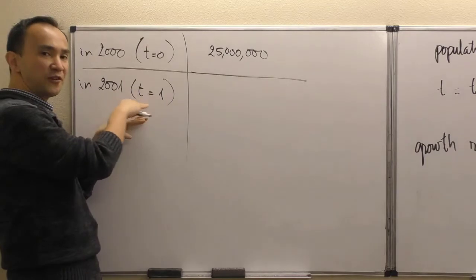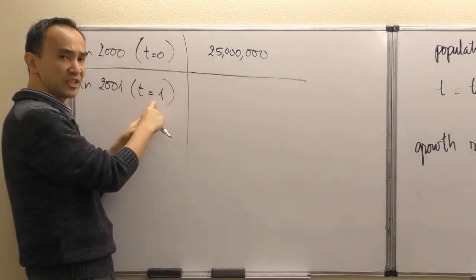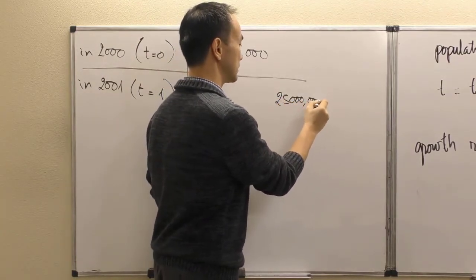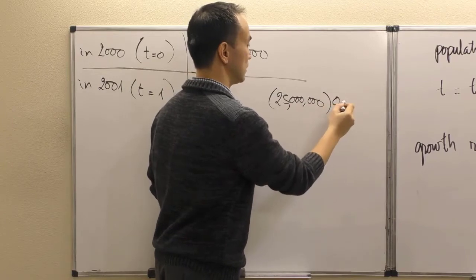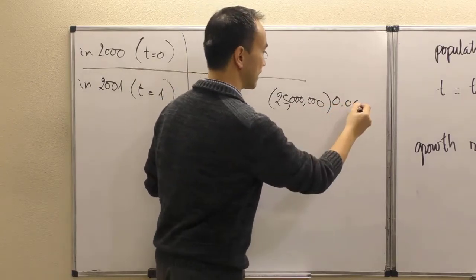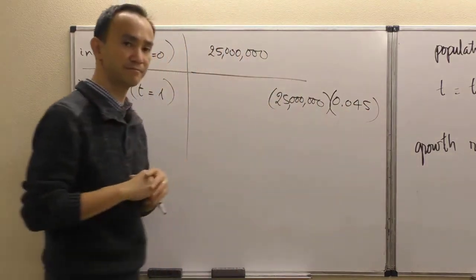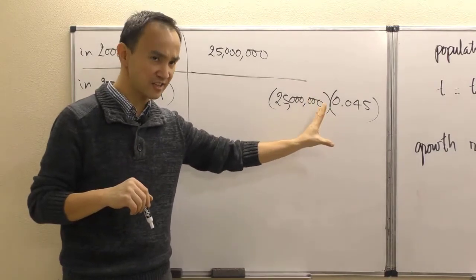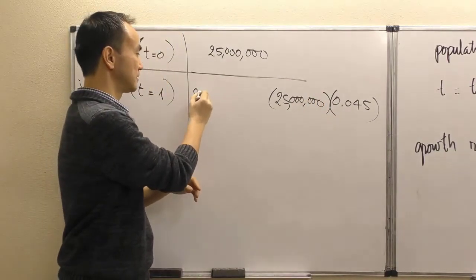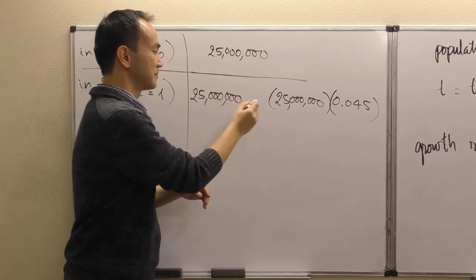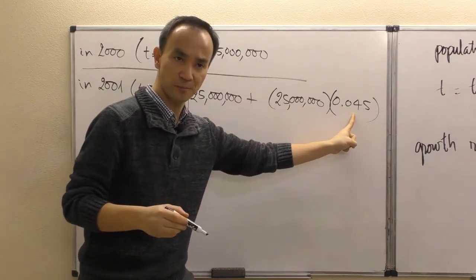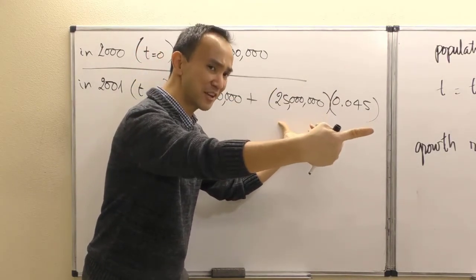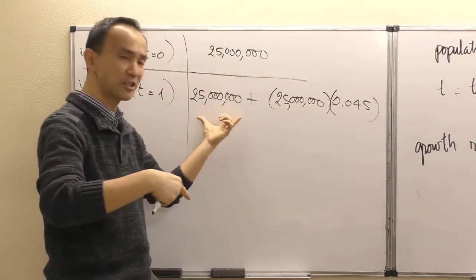So if you would like to find how big that population is at this time instance, 1 year later, we have to think about 25 millions, but multiply that with 0.045, because this is 4.5%. That's just to indicate how much is added to the initial. So the initial is here, but we add 4.5% of the beginning of the population in the previous time period. 4.5% of that added on top.